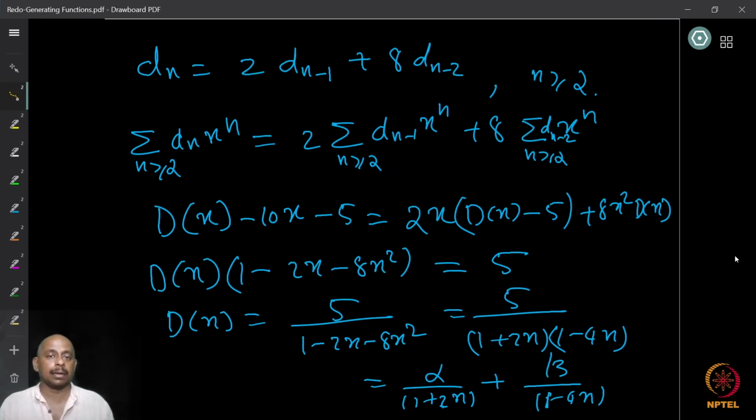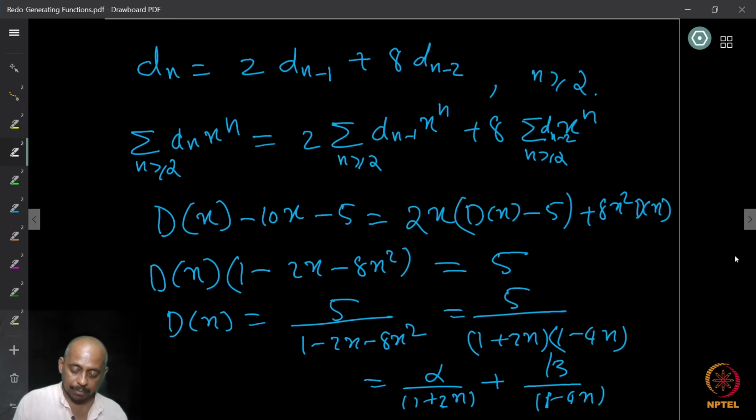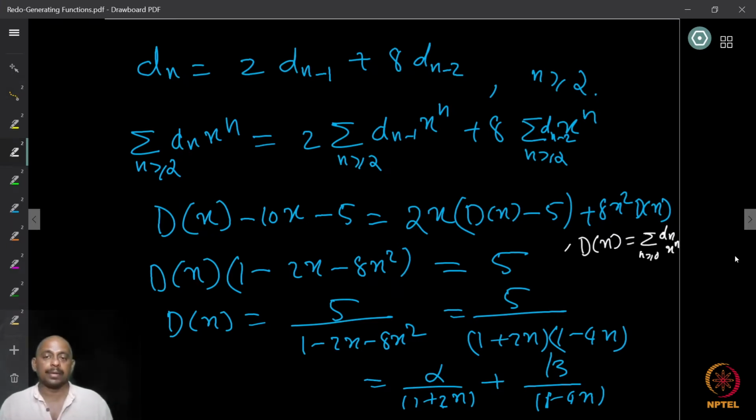So if you look at the form for summation dn x raised to n, let's say I denote it by d of x, d of x is equal to summation dn into x raised to n. Then we have summation dn x raised to n for n greater than or equal to 2, which has the first two terms missing, which is d1 x and d0.